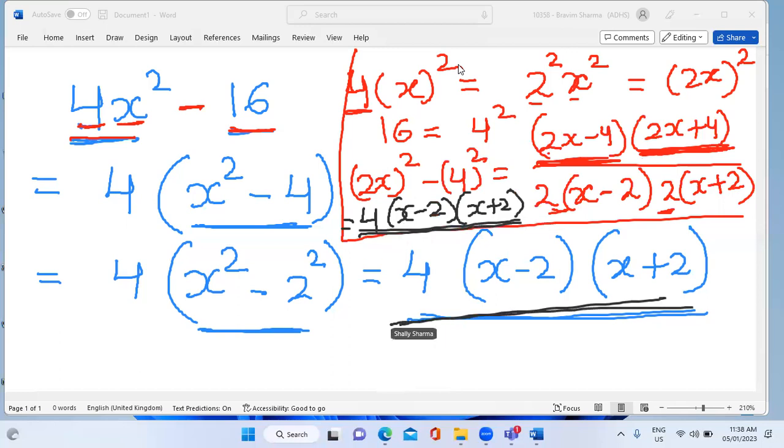So always make sure factorization means you have to take as much as common, and then there are some special factorizations, so you have to apply the formula accordingly. Now take one more example.